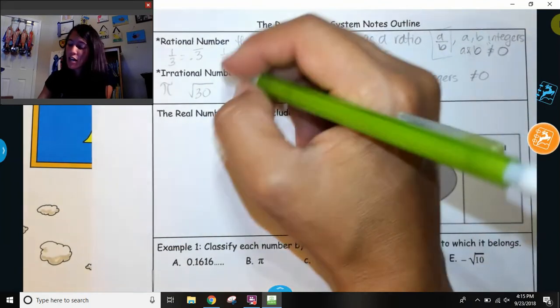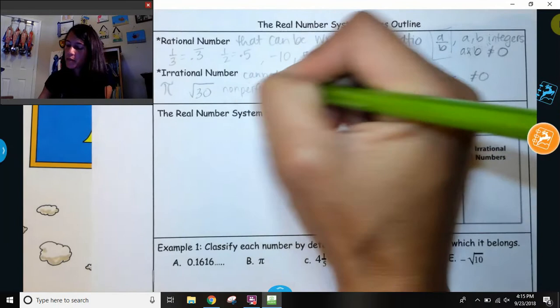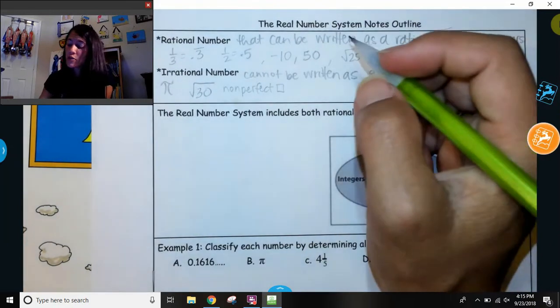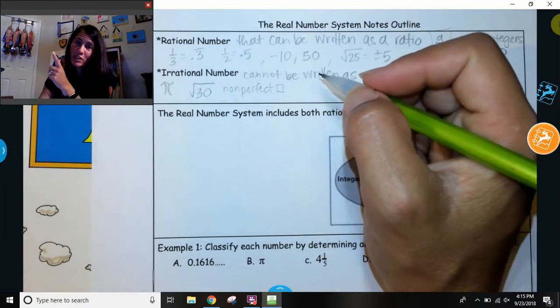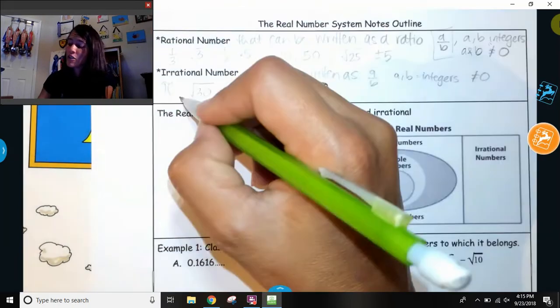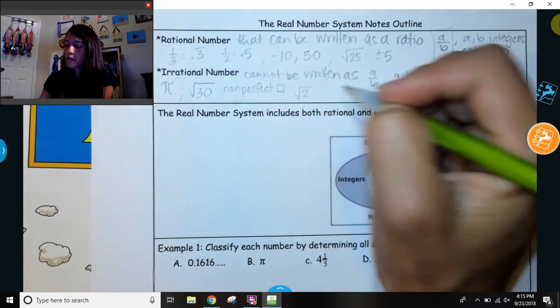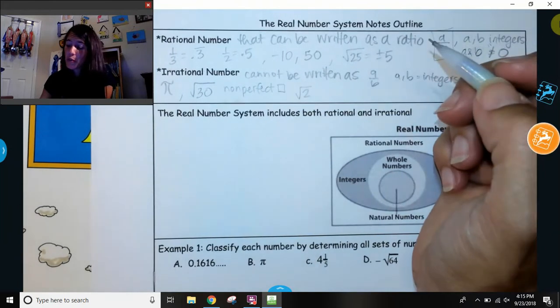So the square root of a non-perfect square is going to be irrational because it will never end and it won't repeat. That's why it's an irrational number. So pi, square root of 30. Sometimes you'll see the square root of 2 a lot, which is an irrational number.